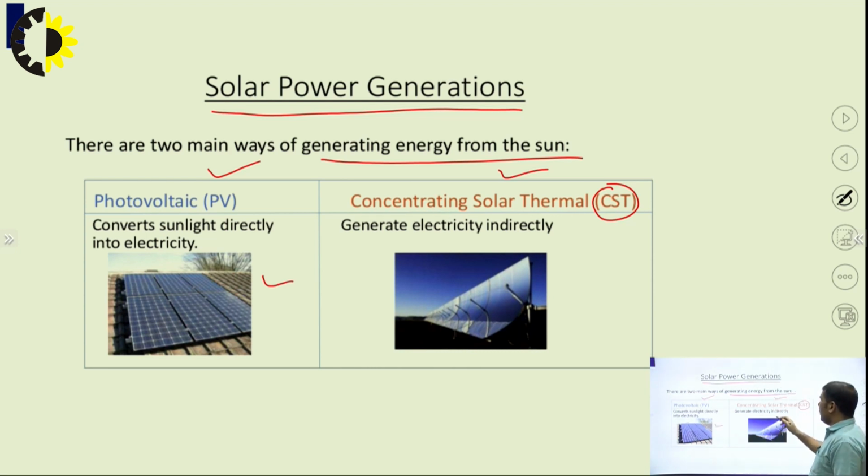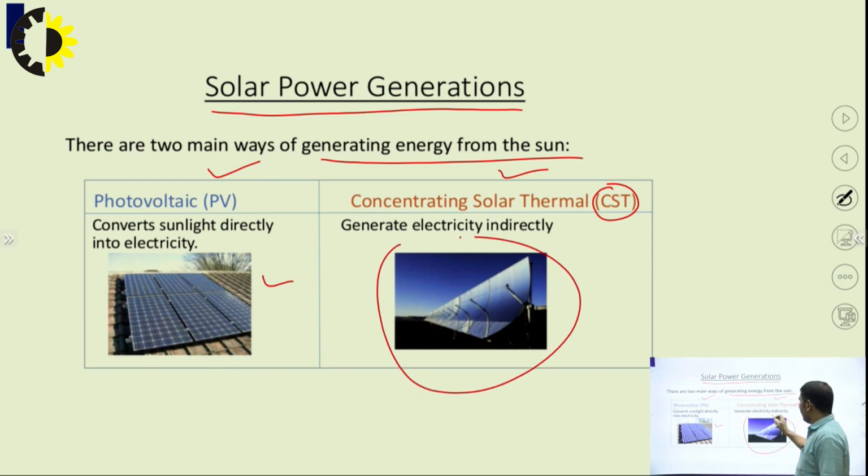But when you talk about concentrating solar thermal, it generates electricity indirectly. So here we are going to generate electricity indirectly, not directly. We will discuss this concept in today's lecture. So generating electricity indirectly, that is concentrating solar thermal. Okay, so let us start.